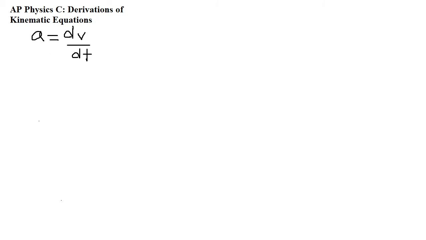We're going to start with something we already know, that acceleration is equal to the rate of change of velocity with respect to time. The derivative of velocity with respect to time. So we are going to multiply both sides here by dt, giving us a dt equals dv, okay? And now we can integrate both sides.